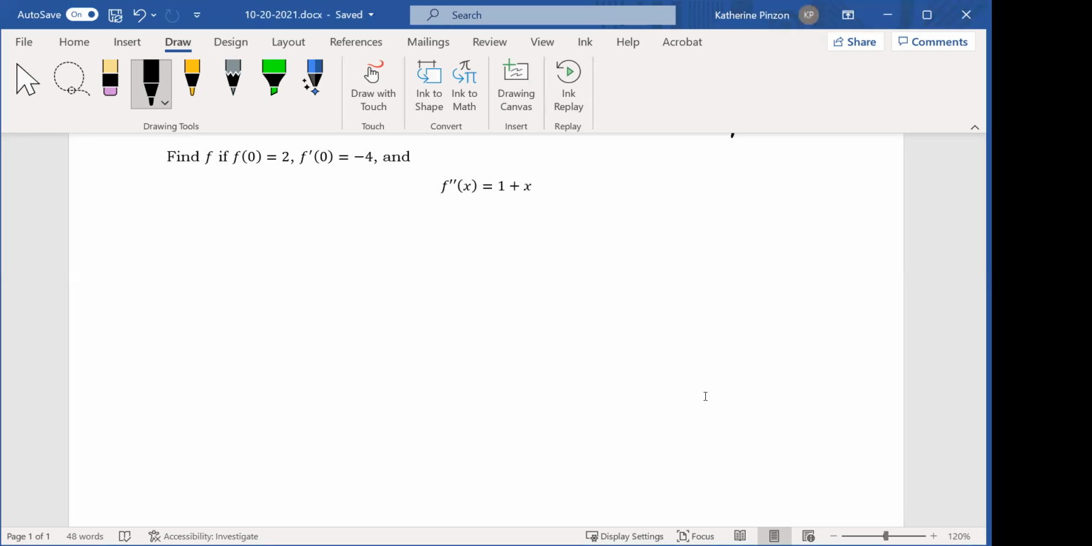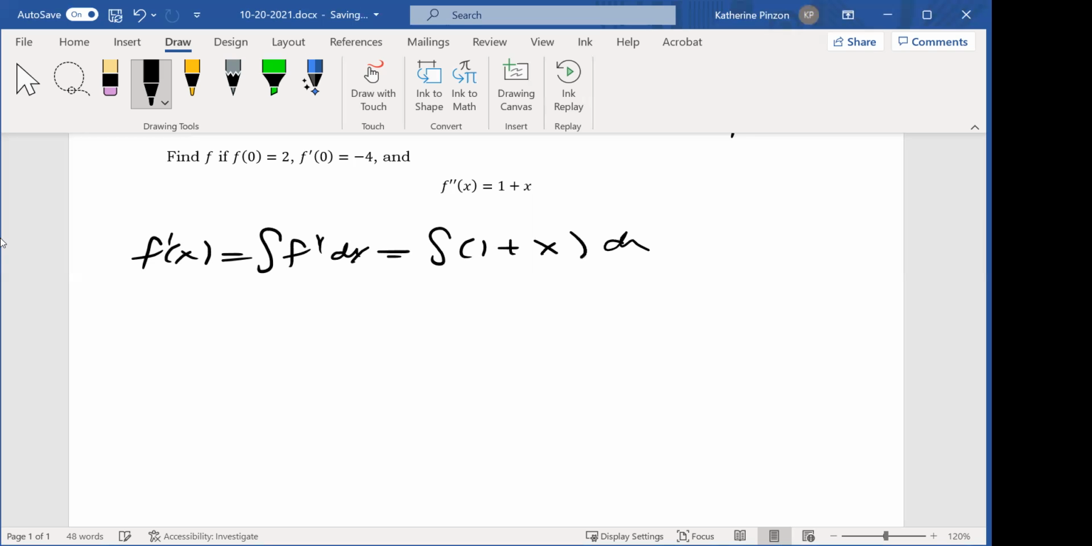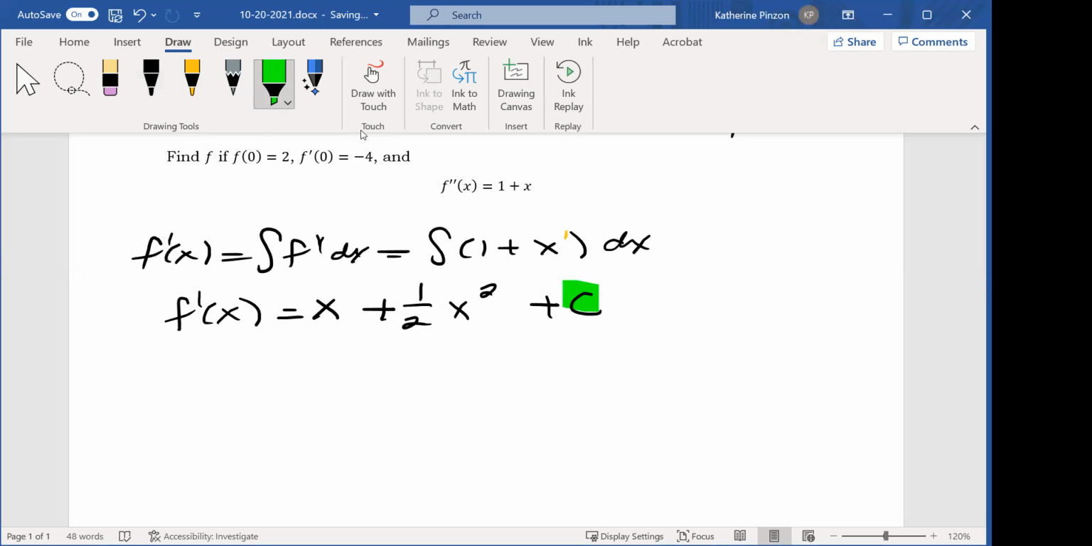Okay, let's try. So I'm going to start by saying the first derivative is the antiderivative of this guy, so the antiderivative of 1 plus x. Okay, what's the antiderivative of 1 plus x? Antiderivative of 1 is x, plus 1/2 x squared. Remember, x is just x to the 1, so add 1 to the power, divide by the new power, plus c.